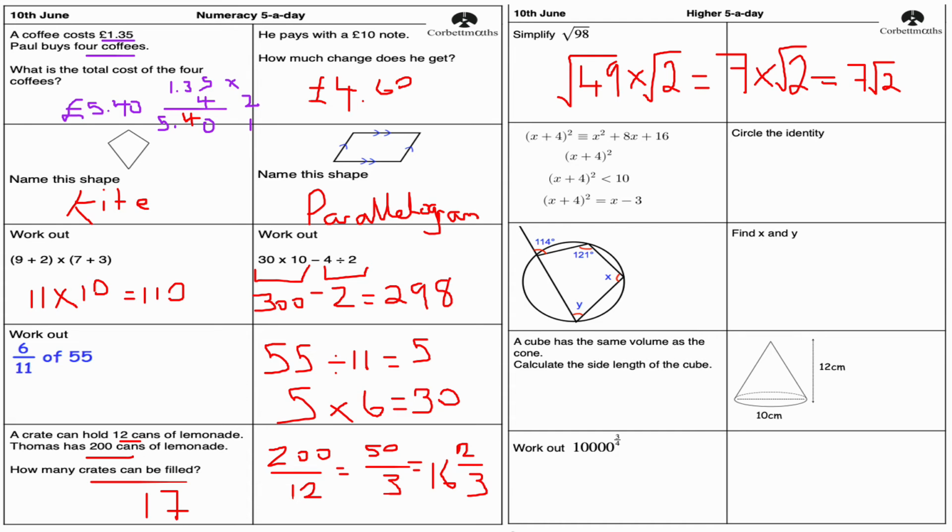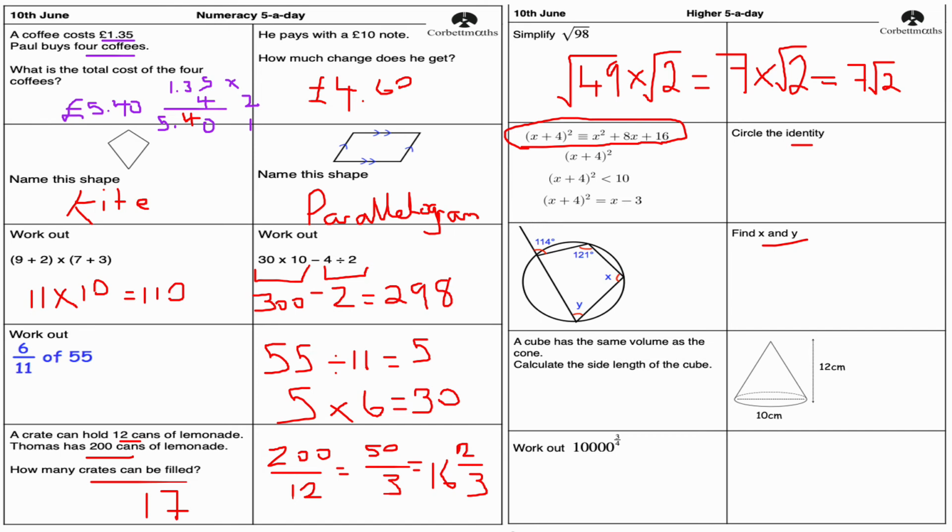Okay, next question, circle the identity. Identity means it has 3 lines, so it's this top one here. The second one is an expression, the third one is a quadratic inequality, and the fourth one is an equation involving quadratics. Okay, next question, find x and y.